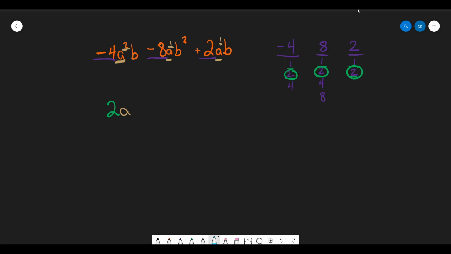I'm going to do the same thing with b. This term has a b, this term has a b, this term has a b. So again, I'm looking at my exponents. This has an exponent of 1, this has an exponent of 2, this has an exponent of 1. I'm going to take whichever one is the smallest, and obviously, exponent of 1 is the smallest, so I'm taking ab out front.